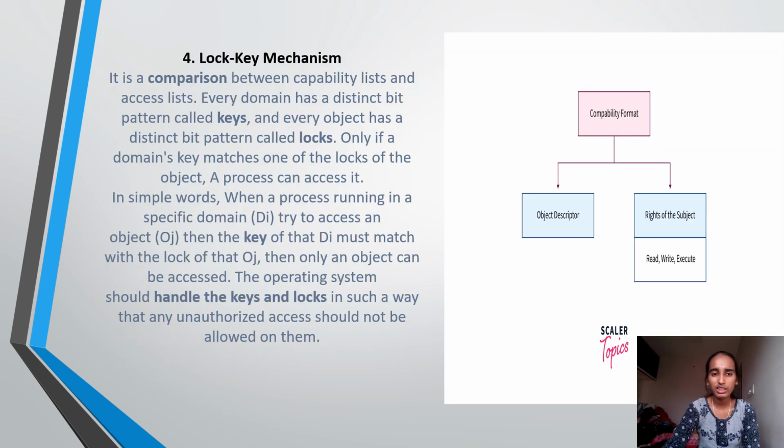Let us move on to the last mechanism, that is the lock and key mechanism. It is a compromise between the capability list and the access list. Every domain has a distinct bit pattern called a key, and every object has a distinct bit pattern called a lock. Only if a domain's key matches one of the locks of an object can a process access it. In simple words, when a process running in a specific domain Di tries to access an object Oj, then the key of this Di must match the lock of that Oj. Then only can the object be accessed. The operating system should handle the keys and locks in such a way that unauthorized access is not allowed. You can see an example here given in the flowchart.